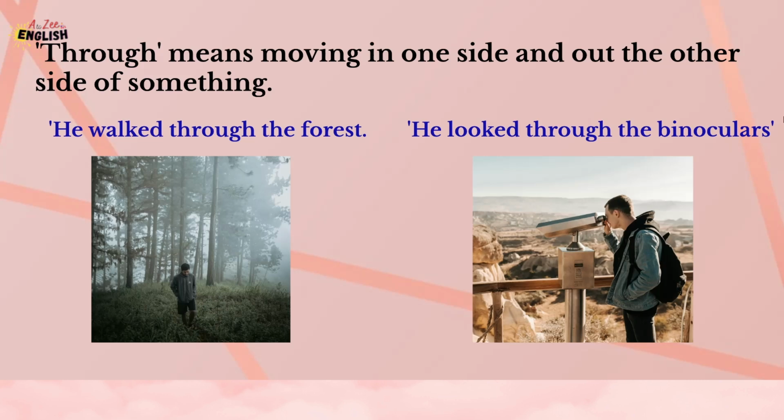Next example, he looked through the binoculars. Here the preposition through indicates the manner in which he used the binoculars. Specifically, it describes that he used the binoculars to look at something by peering through the lenses. It implies that he looked through the lenses of binoculars to observe and possibly magnify objects or scenes that are at a distance.